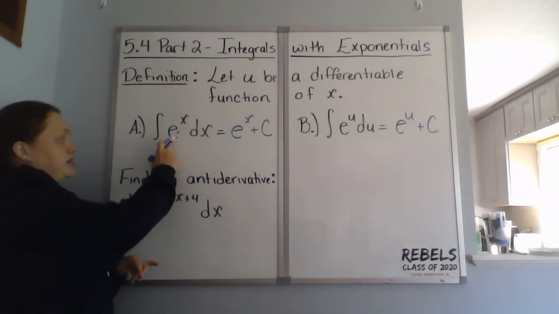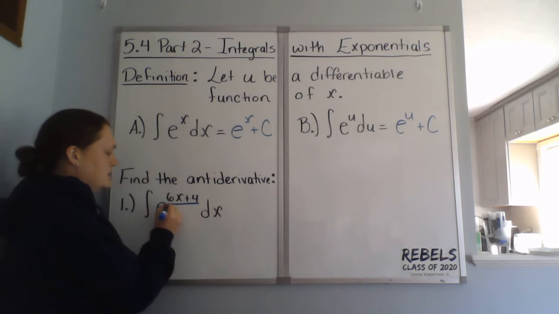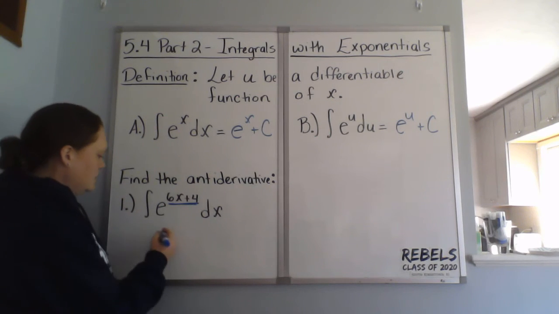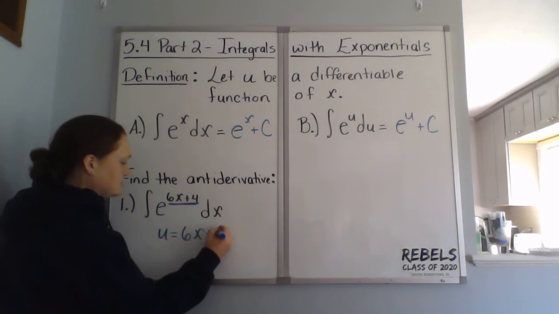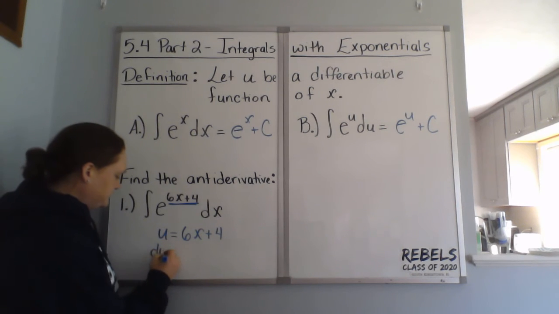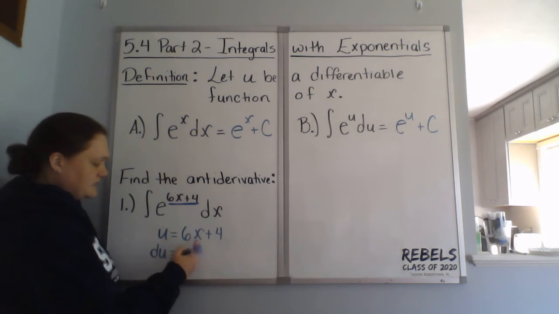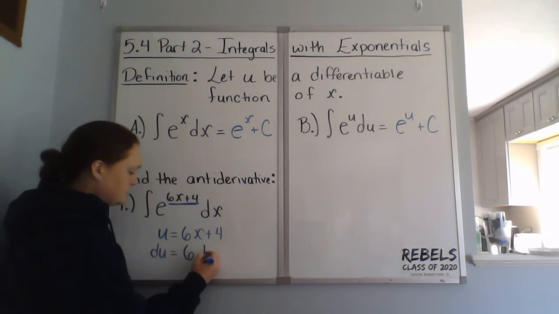Now that's not just plain old e to the x, it's e to a function of x. So this right here is going to be our u. So we're going to do u is equal to 6x plus 4, okay? So now we need to know, well, what's du? And the derivative of 6x is 6, and then the derivative of 4 is 0, so this is just 6 dx.